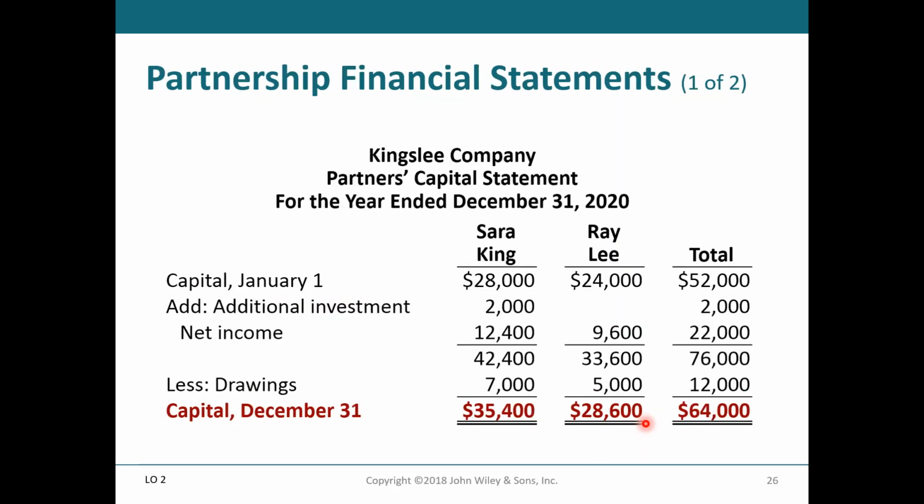This is an illustration of the Kingsley Company partners' capital statement for the year ended December 31st, 2020. They're just giving you an example. Capital January 1st, additional investment, net income, what they allocated out to 22,000, less what they drew out of the business. And now this is their ending capital at December 31st.